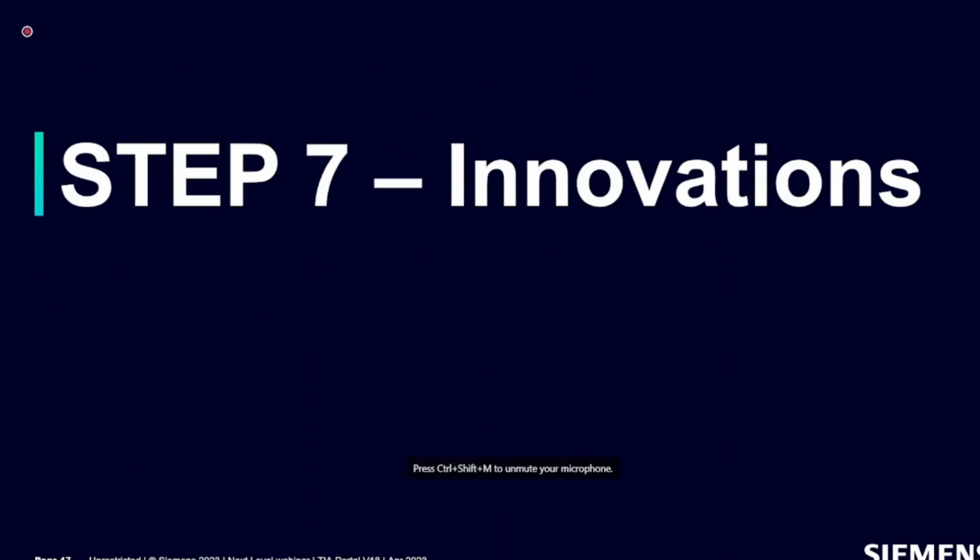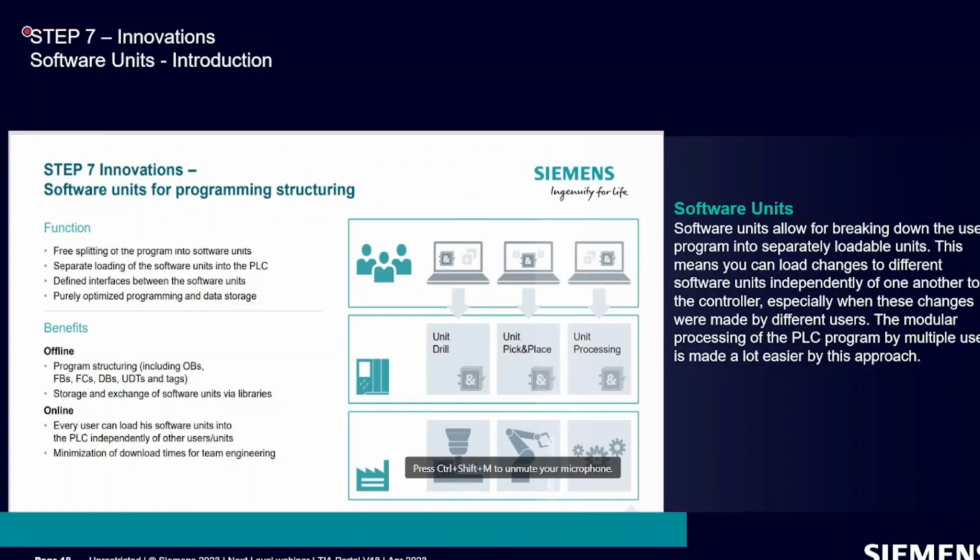So that's a short introduction about TIA Portal version 18, and I'll be walking you through what innovations happened in STEP 7. Once again, STEP 7 is the software which is used to configure our PLCs or controllers. Software units, you already know, are available in the previous version also. I want to give you a small introduction about software units, then we will see what innovation happened in software units.